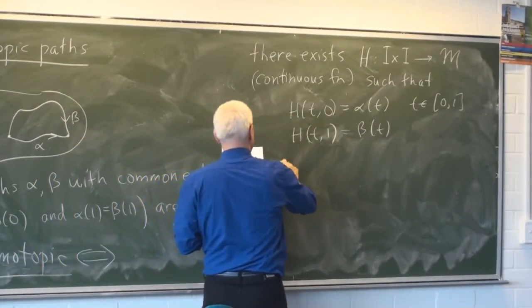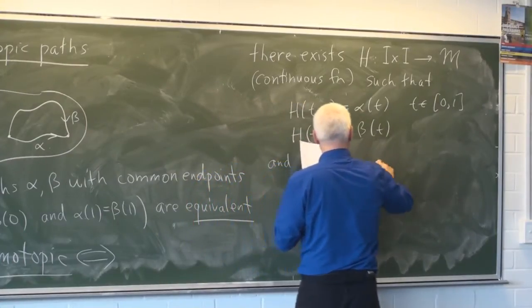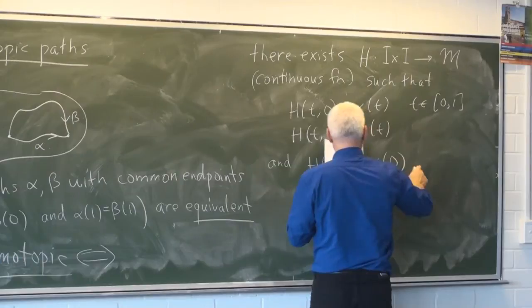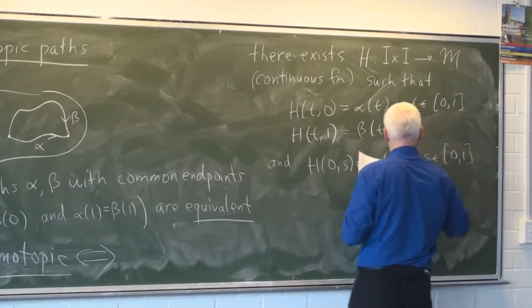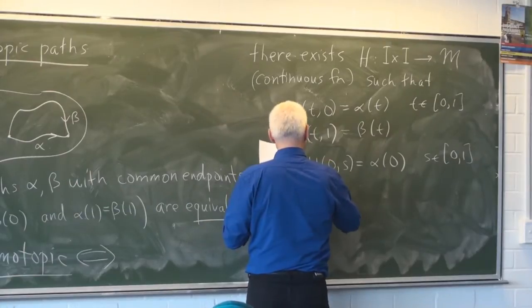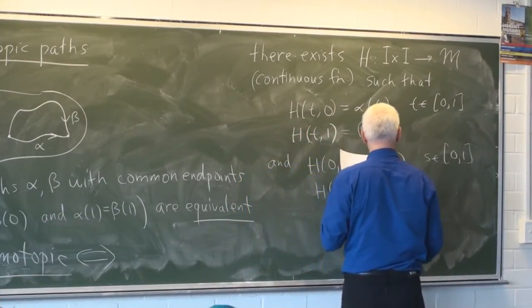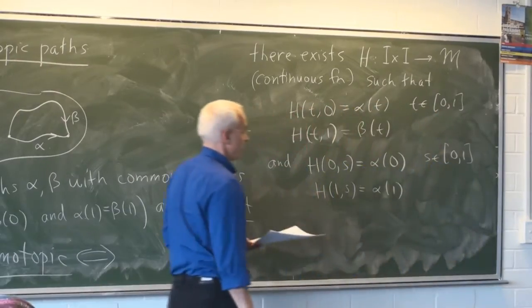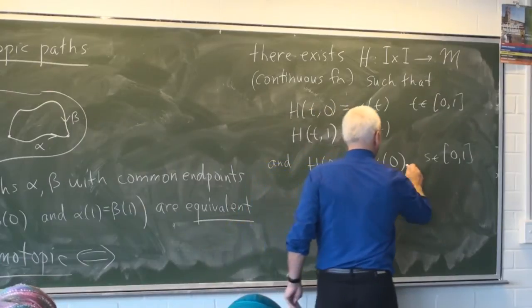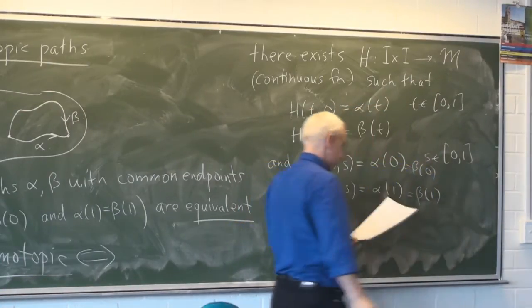And H of (0, s) equals alpha of 0 for s in [0, 1], and H of (1, s) equals alpha of 1, also for s in [0, 1]. And alpha of 0 is the same as beta of 0, so we can also put beta of 0 there. We can also put beta of 1 there.